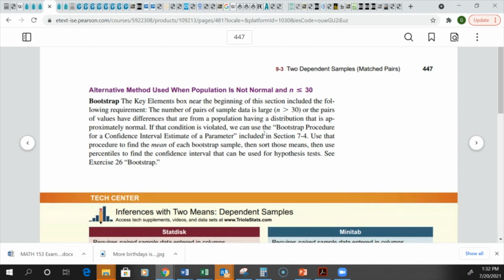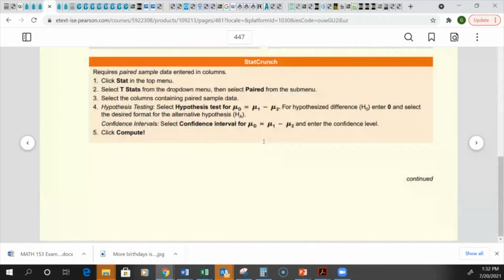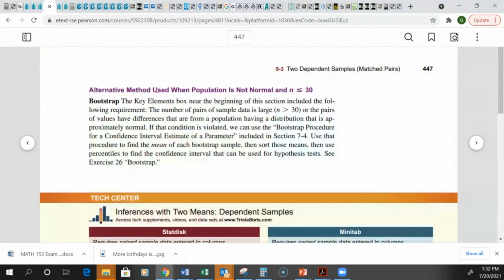And when I say nothing tricky about it, well, what if it's not normal? What if you have a small sample? Well, then you use fancy methods that we don't do in this class. And as I say, we're done. That was pretty quick. Let's work a couple.